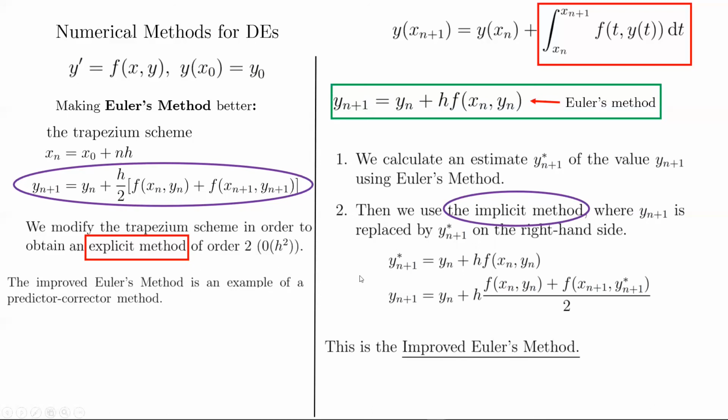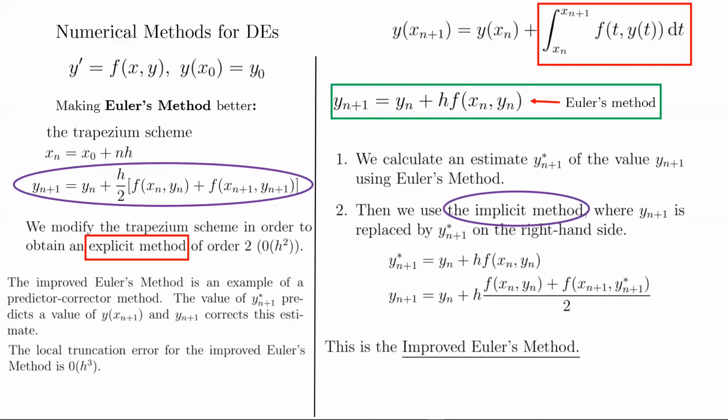Why is it called that? Well, I approximate or I predict the value of yn plus 1 star using Euler's method. So this is a prediction of yn plus 1. And then the second step here is correcting it or improving it. So maybe it should be called a predictor-improver method, I don't know. The point is, it's a two-step method that is going to give us a more accurate solution. The value of yn plus 1 star predicts the value of y of xn plus 1, and yn plus 1 corrects the estimate up to a certain point.